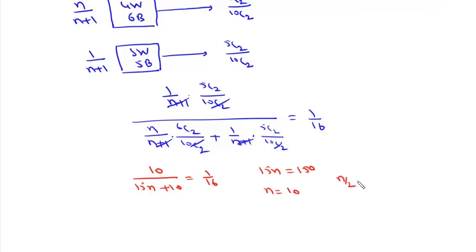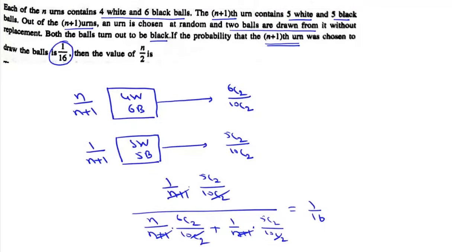Now we need to find the value of n by 2. The value of n by 2 is 5. So in this case, the value of n by 2 is 5, and that is the answer to this question.